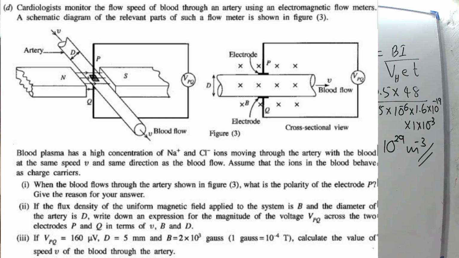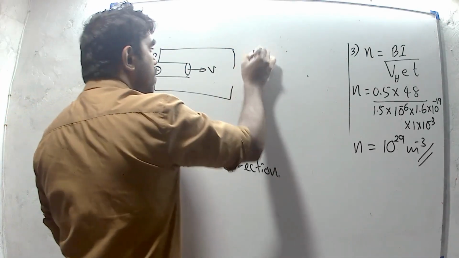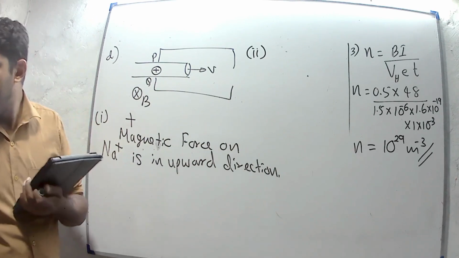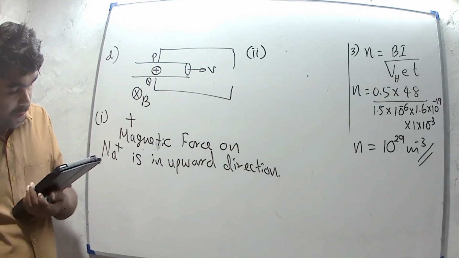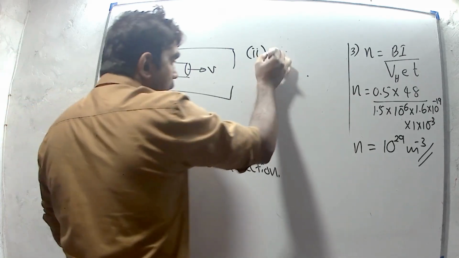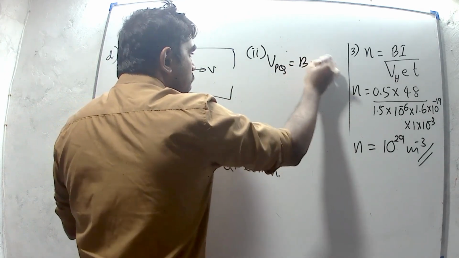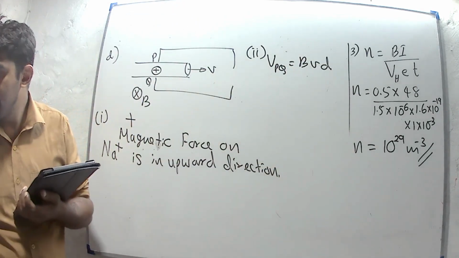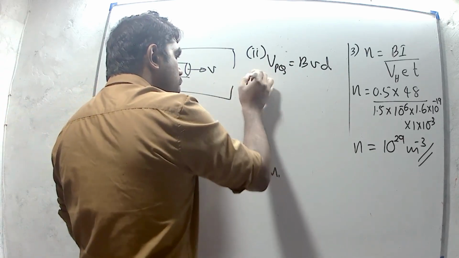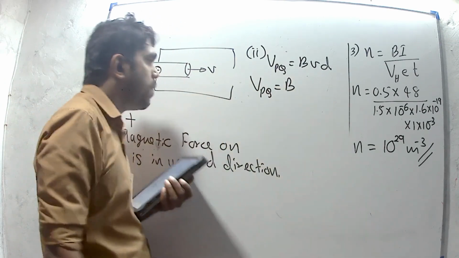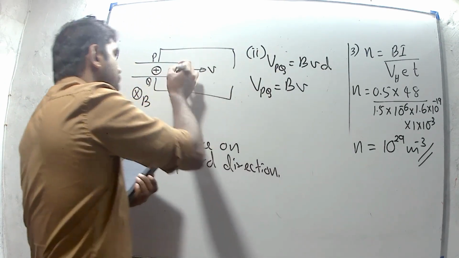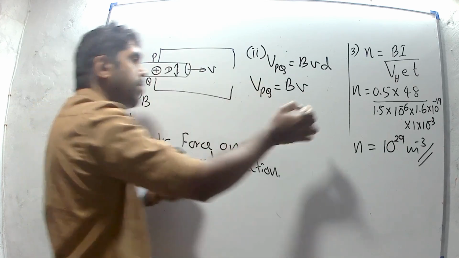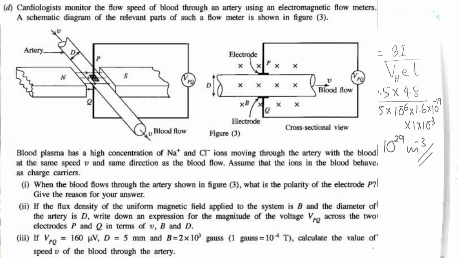Then part 2. The flux density of the uniform magnetic field applied to the system is B and the diameter of the artery is capital D. Write down an expression for the magnitude of voltage VPQ across the two electrodes P and Q in terms of v, B, D. We can write, it is like the Hall voltage. Then VPQ should equal vBD. Then I will substitute given values. B is the magnetic field, v is the drift velocity, D is the diameter of this artery, capital D. Then vBD.